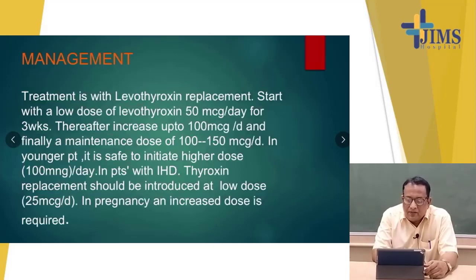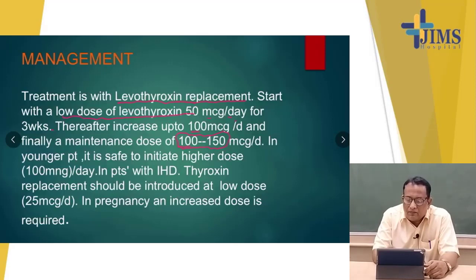Management. Treatment is with levothyroxine. We have to replace the thyroid hormone which is deficient. Start with a low dose of levothyroxine, 50 microgram per day for 3 weeks. Thereafter increase up to 100 microgram per day, and finally a maintenance dose of 100 to 150. So 100 to 150 is the maintenance dose, and we have to titrate at 3 month intervals by the report of the TSH level and T4 level.